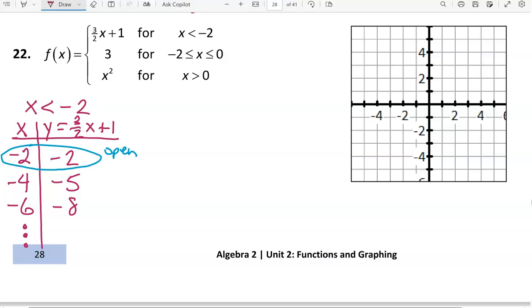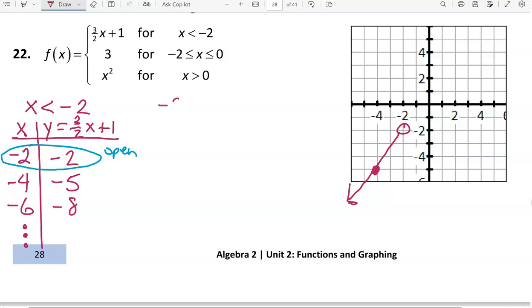So I'm going to graph these points. -2, -2, open circle. -4, -5, closed circle. And we can't graph that last point, but the graph's just going to continue going down there, and we'll have an arrow on the end. Since x is less than 2, we'll continue to go in the leftward direction.